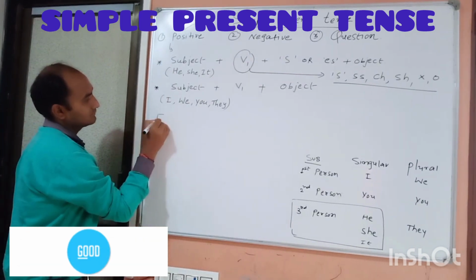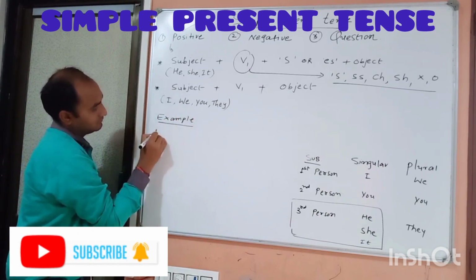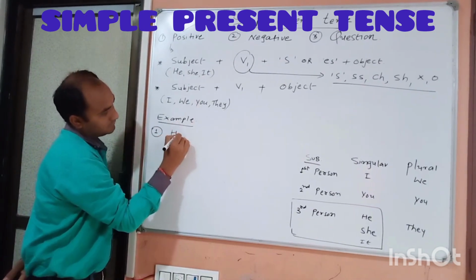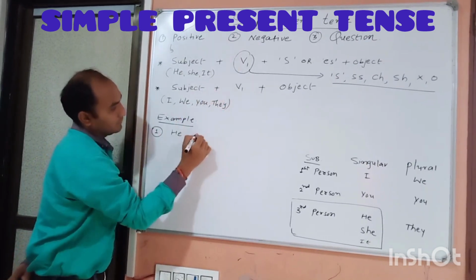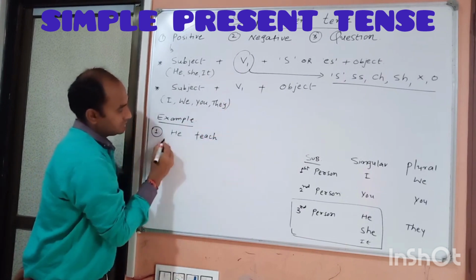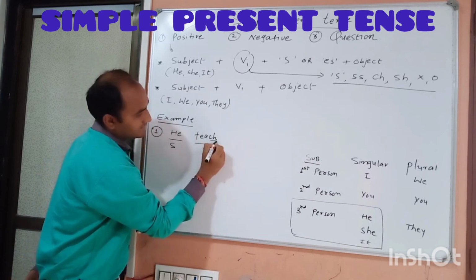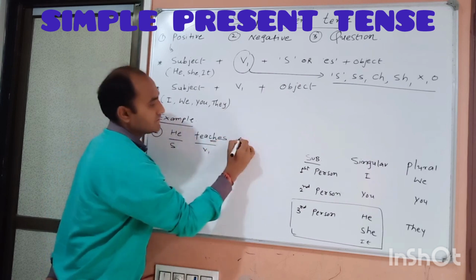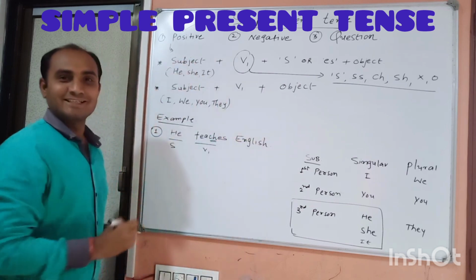Example 1. He, it is a subject. He, then verb. Teach, also V1. Subject, V1, and CH is given, that's why we will put here teaches. He teaches English. Okay.